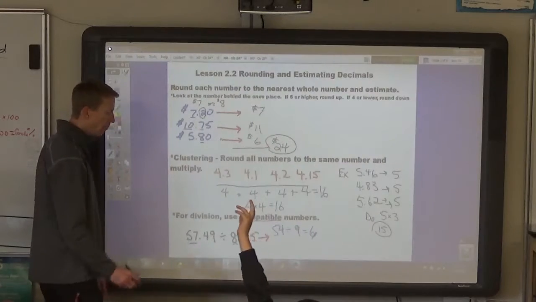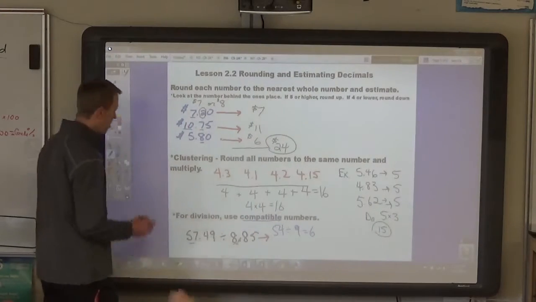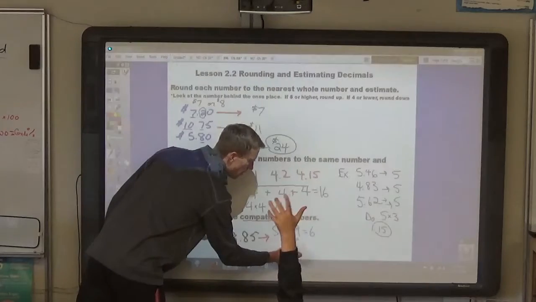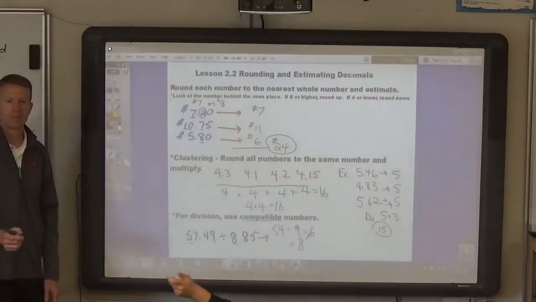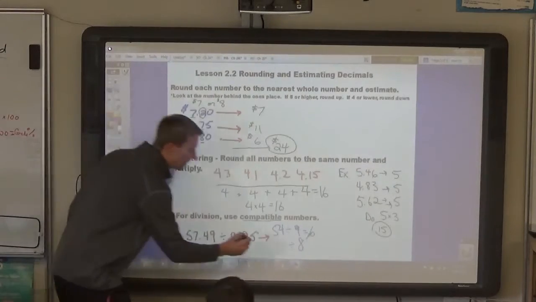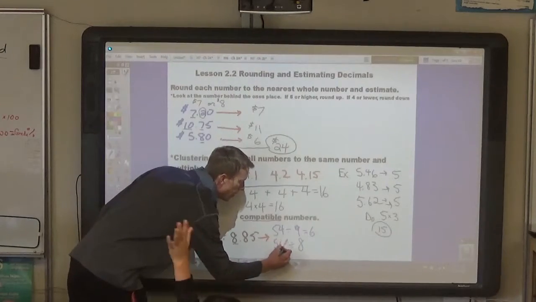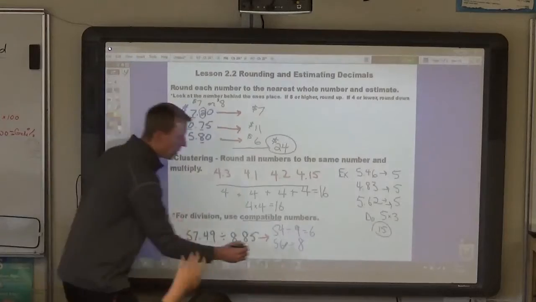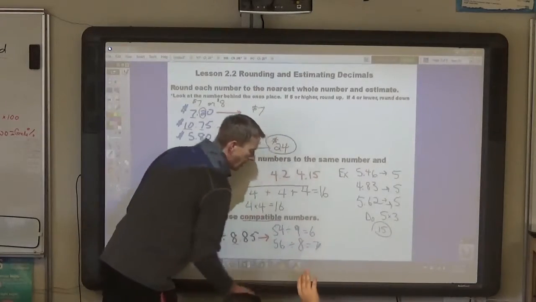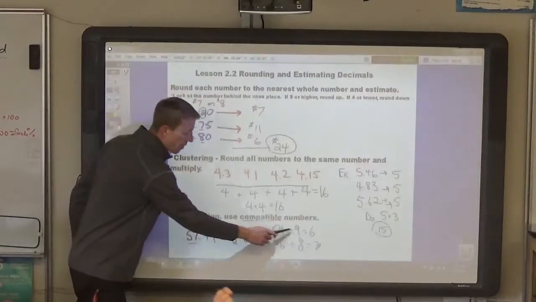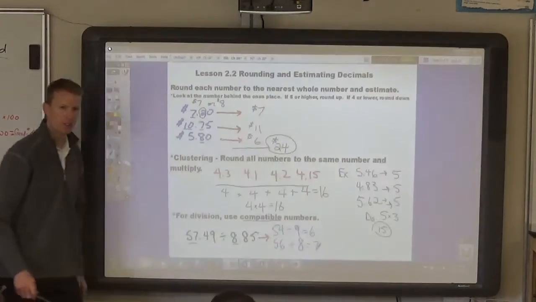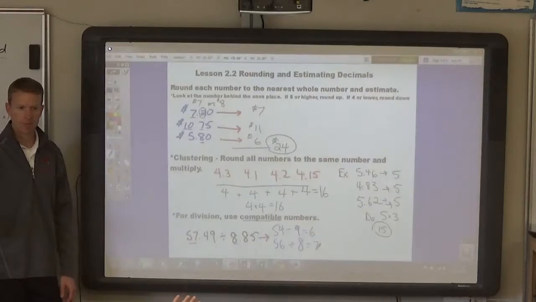Or, if we left this at 8, what's compatible with 8? Bella? 56. 56. Yep. So 56 divided by 8 would give us a good estimate. Either one of these would be acceptable, because both of them are pretty close to the numbers that we're starting with. Okay?